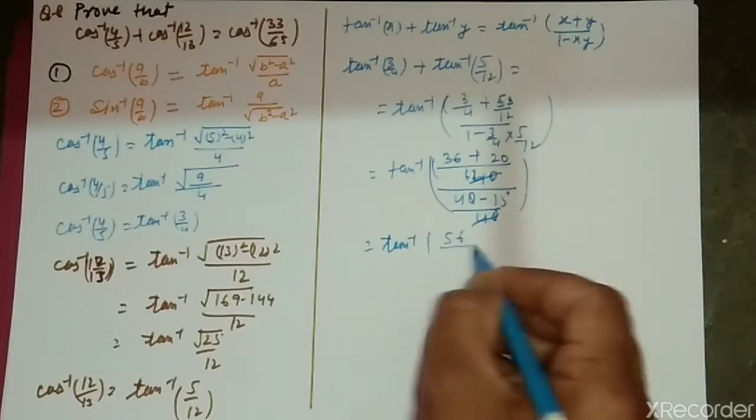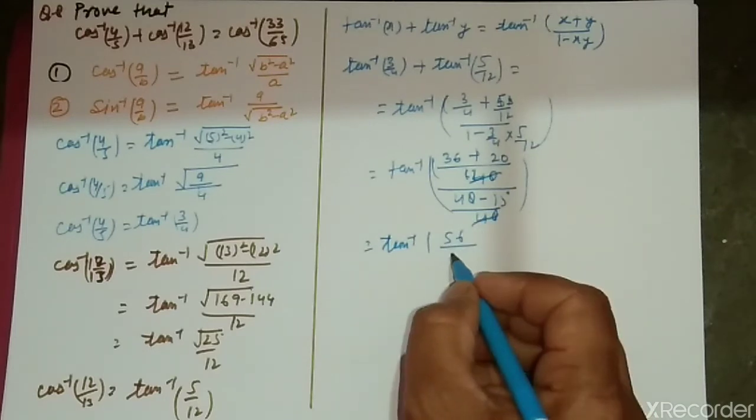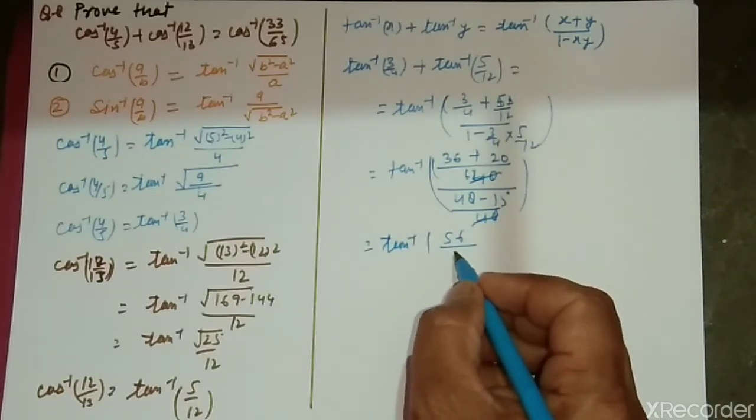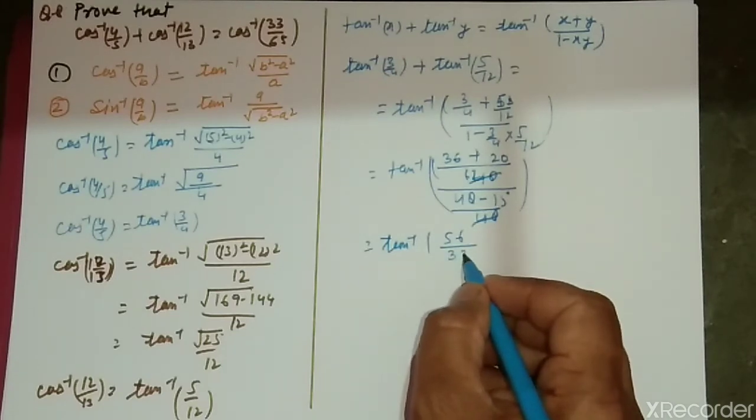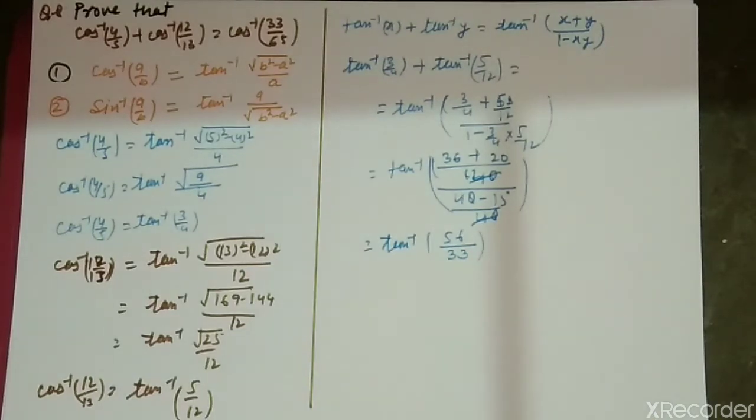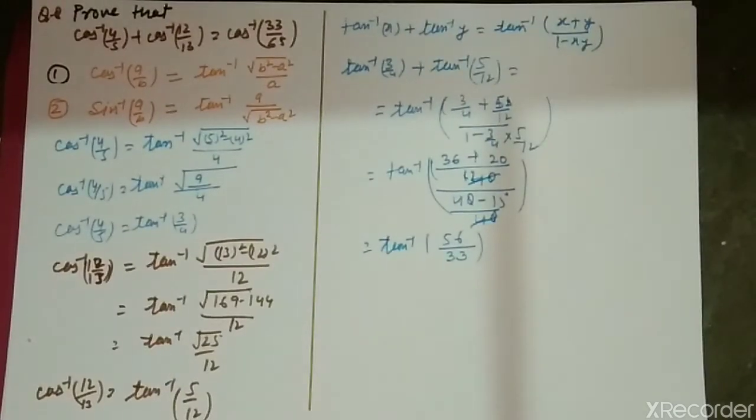Now we have 56 upon 33. Clear? Okay. So again, it is in terms of tan inverse. We have to convert that into cos inverse. Again we write it as convert tan inverse in terms of cos inverse now.